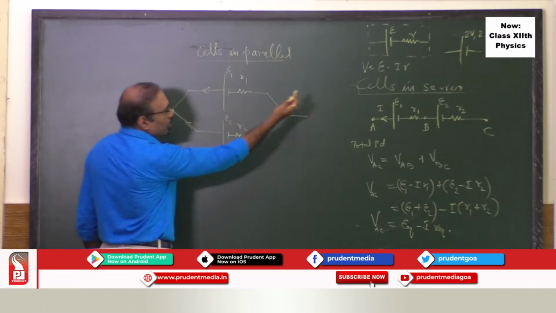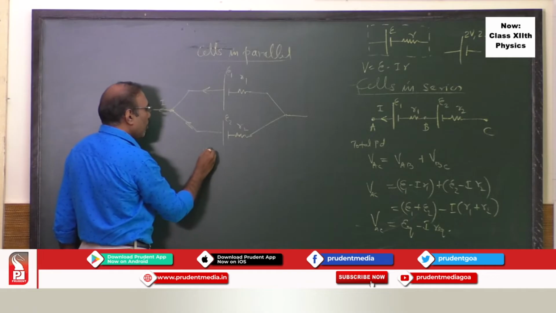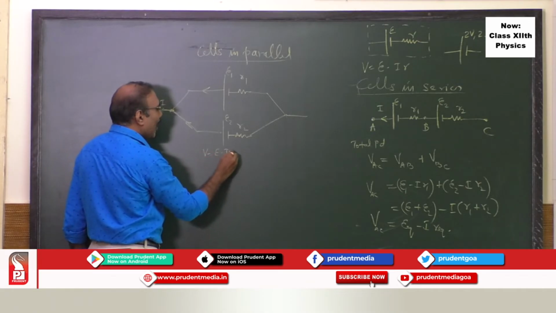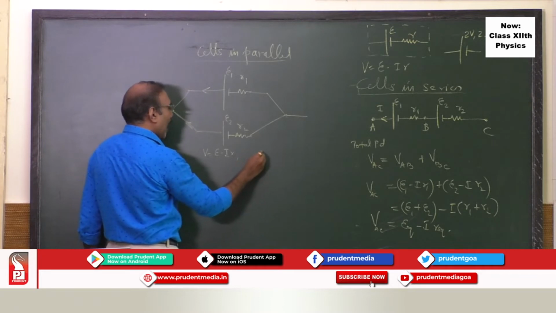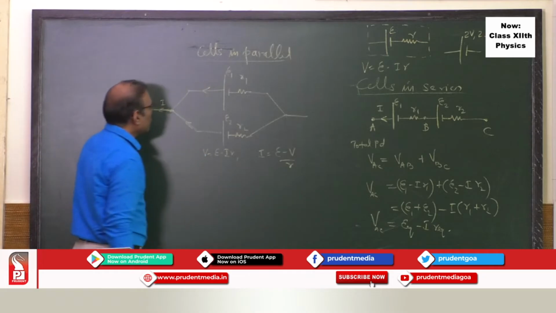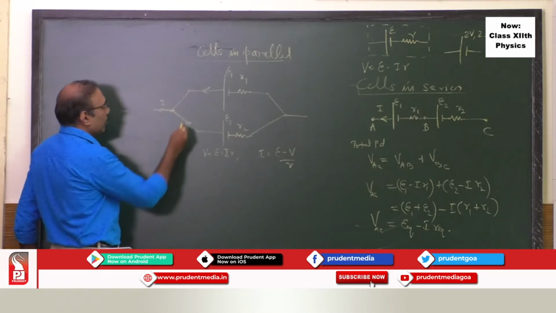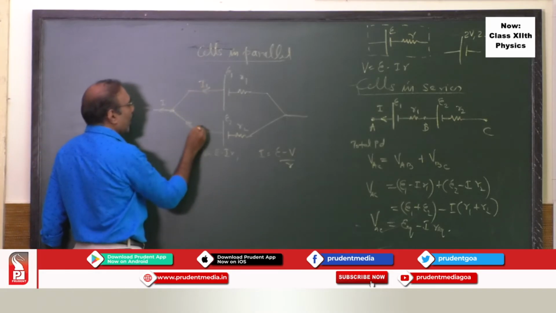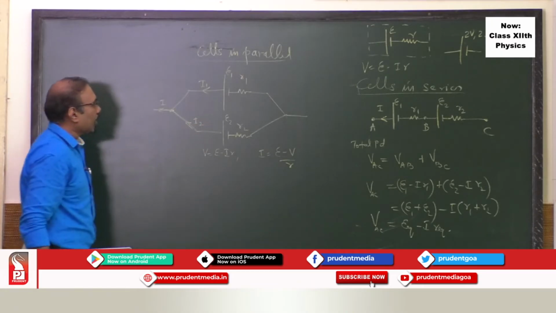Now, let us recall that particular formula, V is equal to E minus Ir. So we can write this I as (E minus V) upon r. For each cell, if you now apply this, this one is drawing a current, say I1, and this current is drawn as I2.